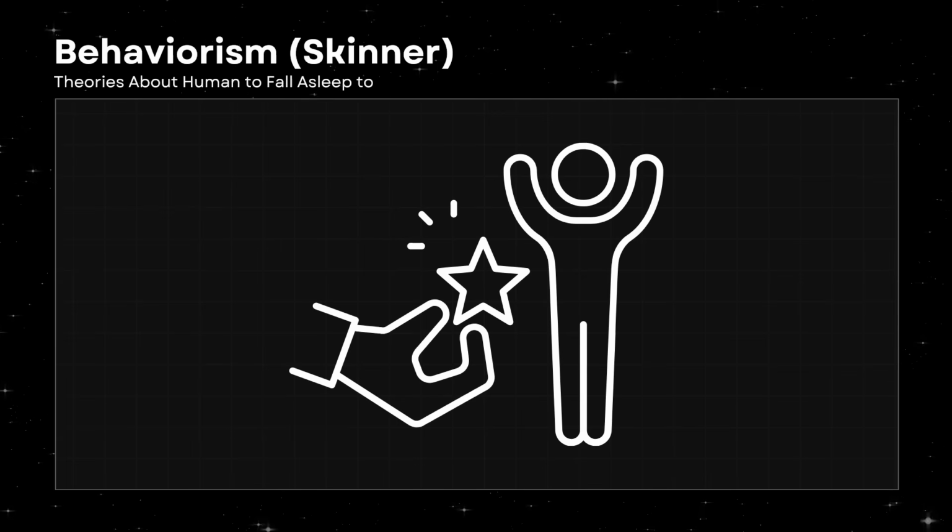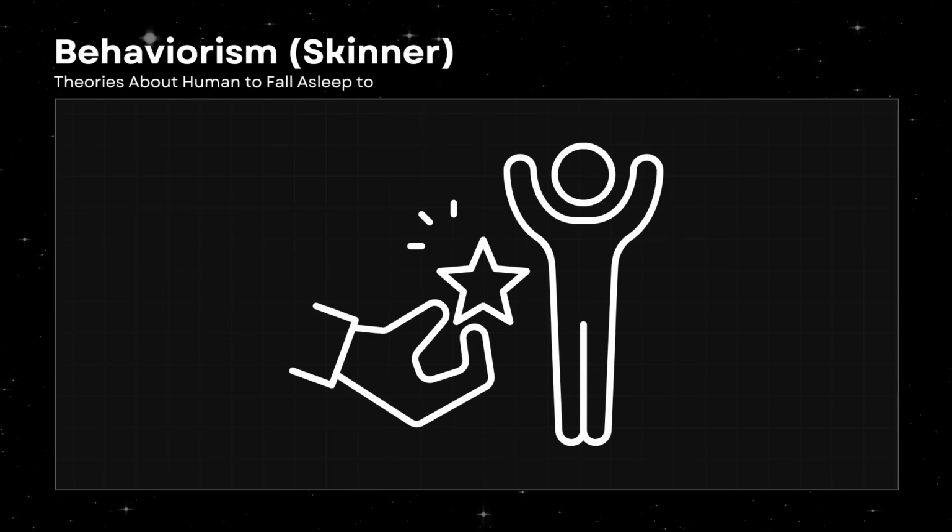Skinner called this process operant conditioning. In operant conditioning, a behavior becomes more or less common depending on what follows it. A reward, or reinforcement, makes the behavior stronger. A punishment makes it weaker. This pattern can be seen in simple and complex actions. It works with both animals and humans.